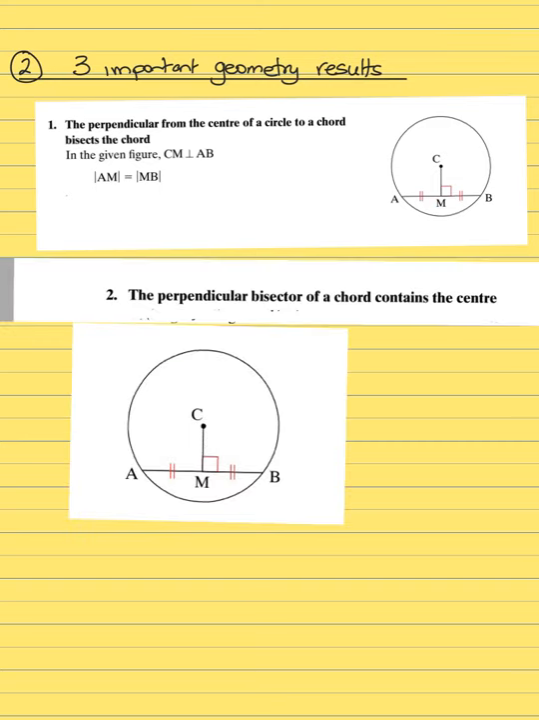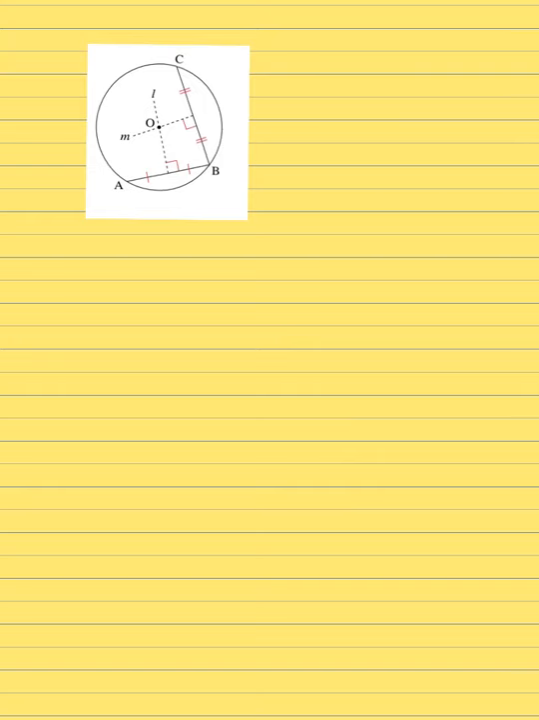Now this second geometrical result is a corollary of the first one. So in the second case we say that if we have the perpendicular bisector of a chord, so here's the chord, if we construct the perpendicular bisector of this, well then this perpendicular bisector will actually contain the centre of the circle.